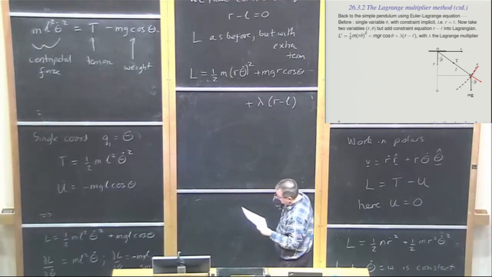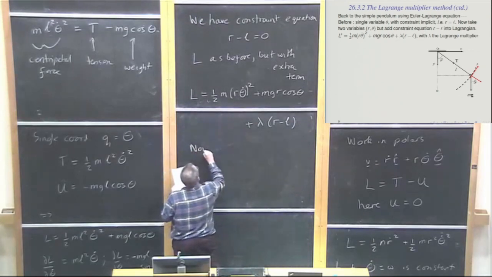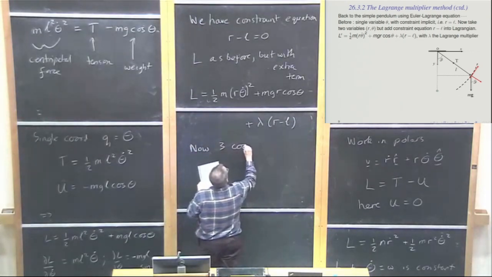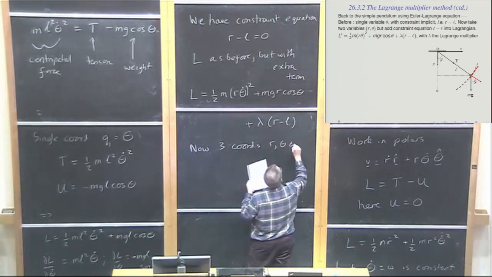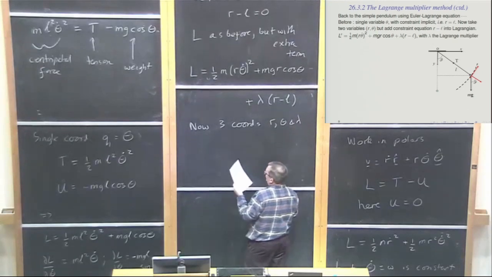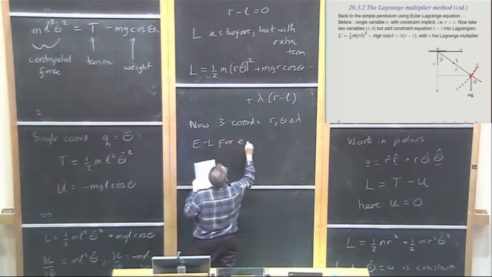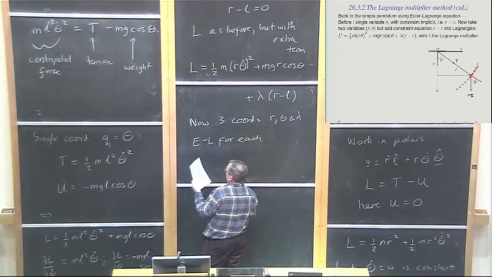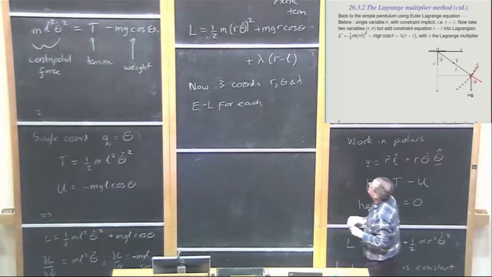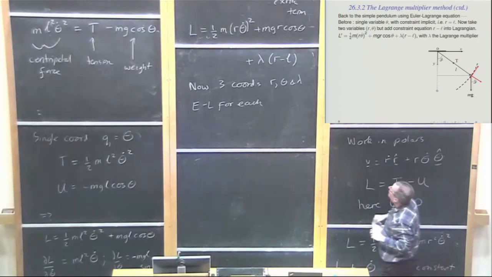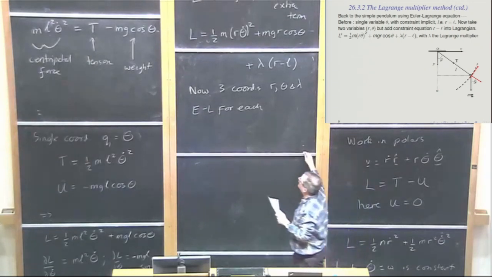Okay, so let us analyze this. Now we have 3 coordinates, so that is r, theta, and this lambda. So we need an Euler-Lagrange equation for each of them. I hope that now we are starting to get sufficient familiarity with this business that I can actually write down what the result of the Euler-Lagrange equation is.